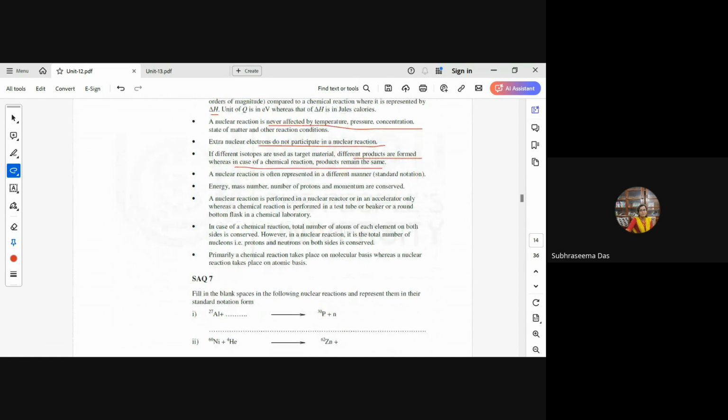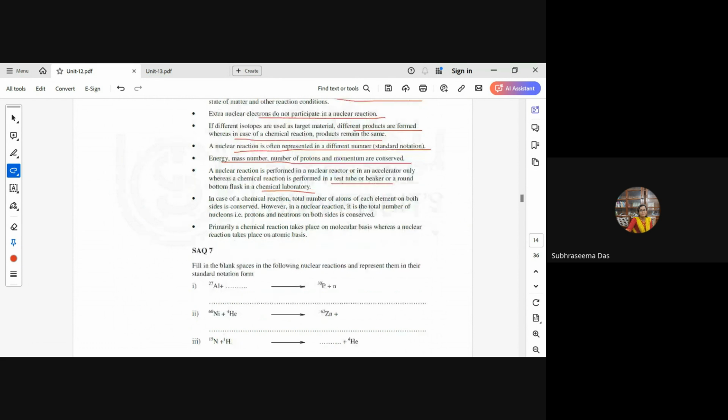A nuclear reaction is represented in a different manner in comparison to a chemical reaction. The energy, mass number, proton number, and momentum are always conserved in a nuclear reaction. A nuclear reaction is performed in a nuclear reactor, or what we call an accelerator, while a chemical reaction might be performed in a test tube, a beaker, or an RB flask in a normal chemical laboratory.